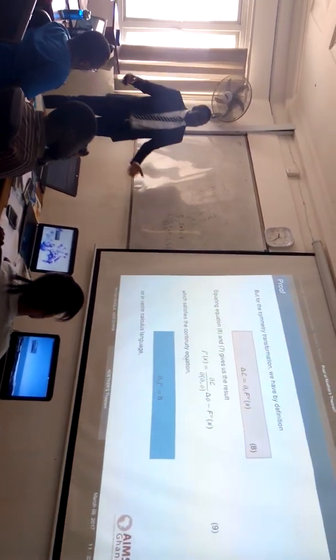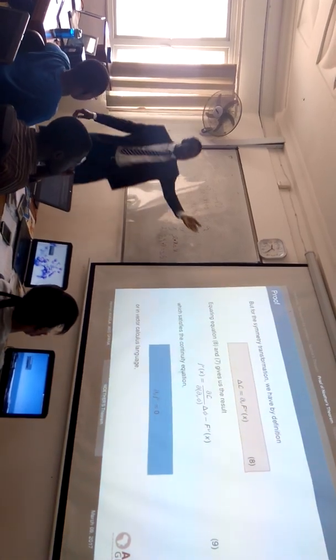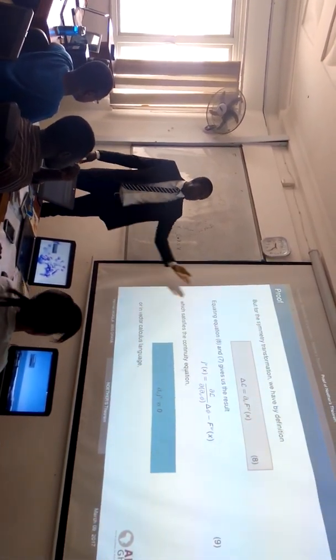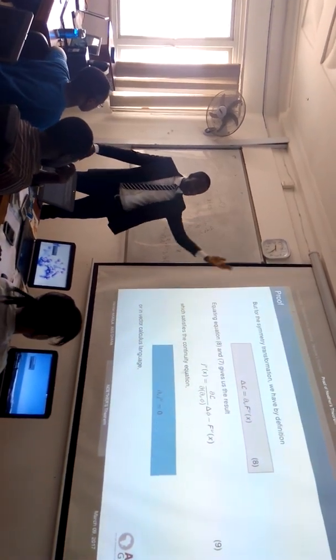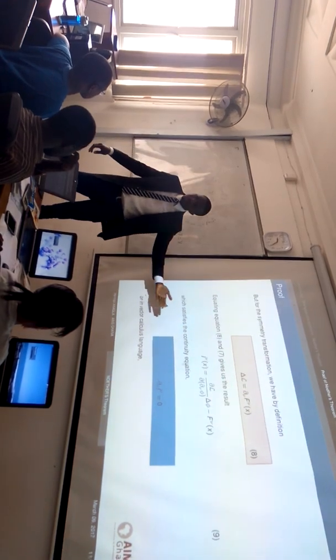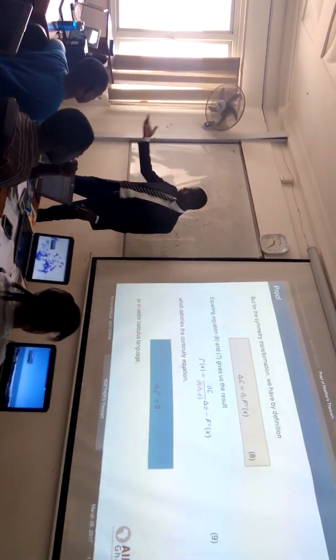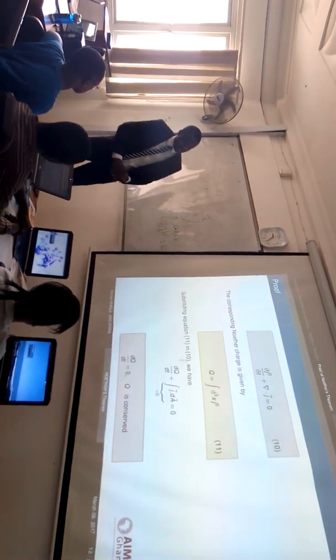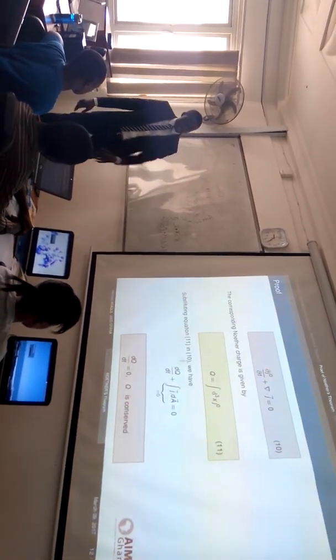But for symmetric transformation, we have by definition delta L, which gives us equation 8. Equating equation 8 and equation 7, we have this result generally, which satisfies the continuity equation in 4 vectors, or in 3 vectors, we have this. The corresponding Noether charge is given by Q equal integral of generally.